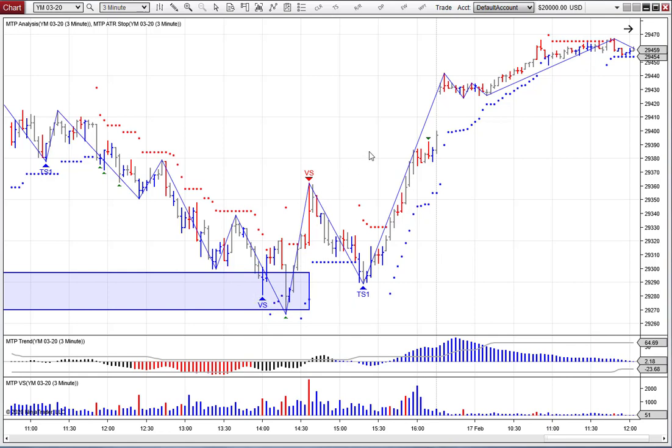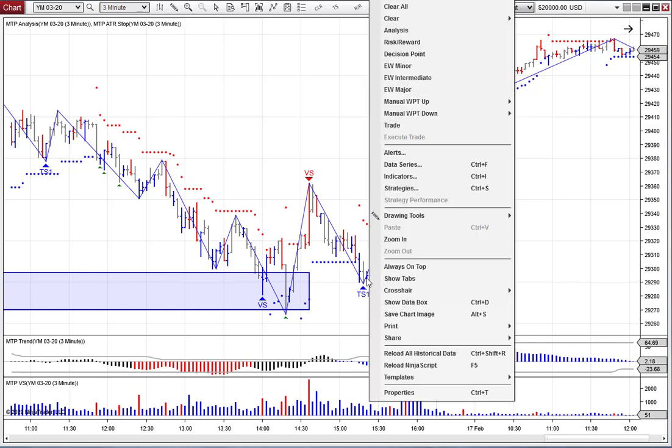So here the large degree trend was up, so you would not be wanting to take sell setups, but you would be liking to take long setups here. So the market trend was up, so this TS1 buy setup was now in the direction of the large degree trend. Our MTP trend had gone blue to help confirm that.